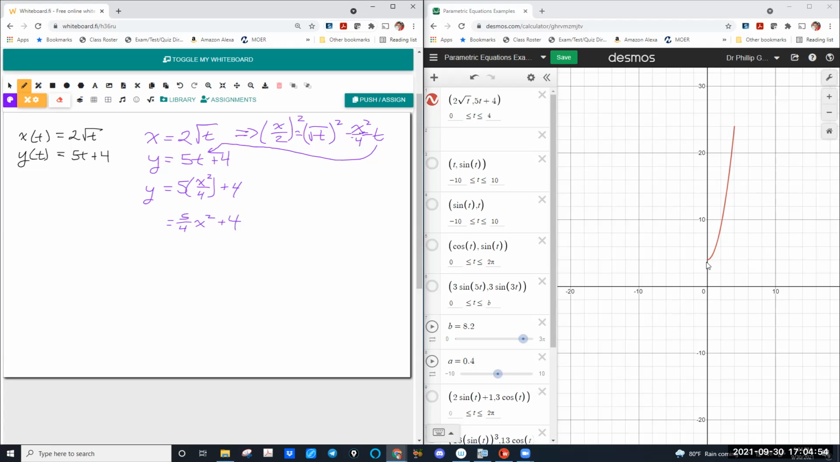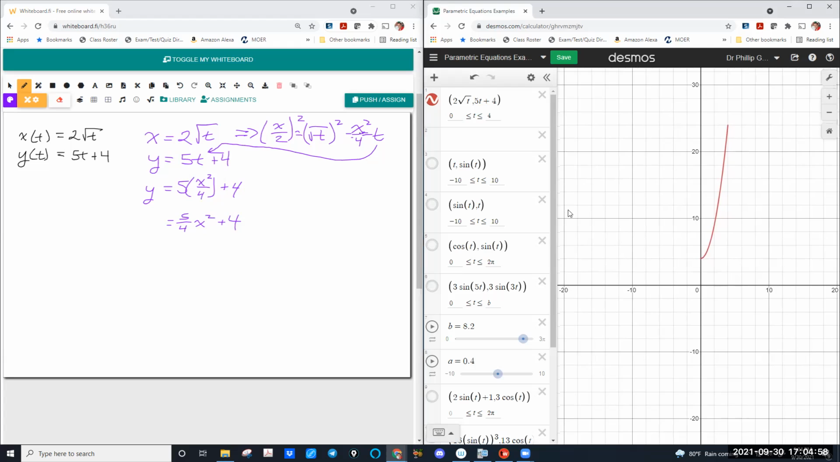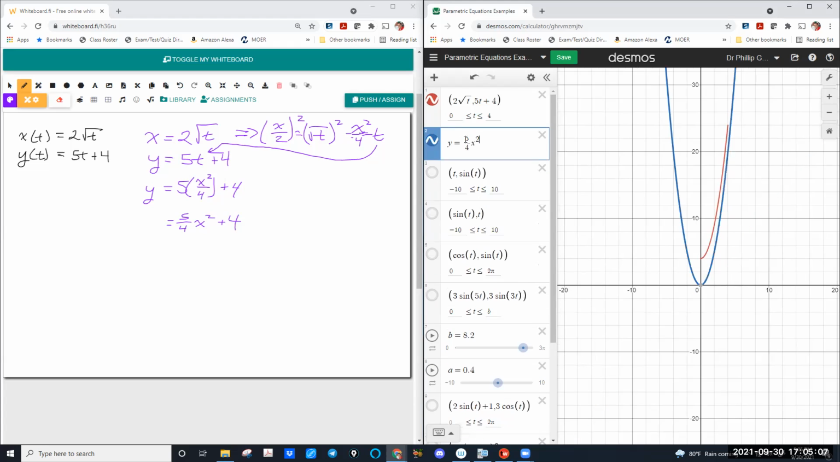The plus 4 makes sense. Look at the bottom of this guy right here. And if we want to, check it. So Y equals 5 divided by 4, X squared. We can see that parabolic shape plus shift it up 4. Notice we get the exact same graph.